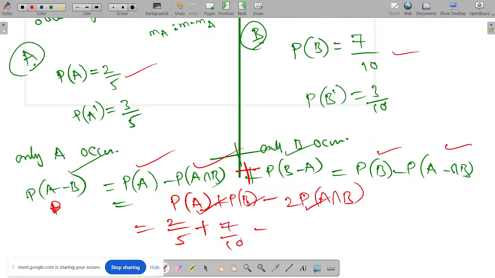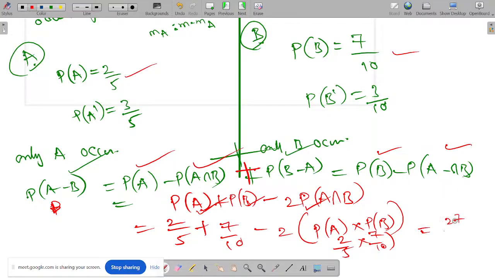Okay. And you have to understand whether these are dependent or independent events. They have given one event and another event. A is one event and another B event. They have not said anything about two trials. That's why we can take this as directly independent events. So we can apply P of A into P of B. So this is 2 by 5 into 7 by 10, multiply and subtract. Okay. So you can go to the final answer. That's 27 by 50. You can please check.